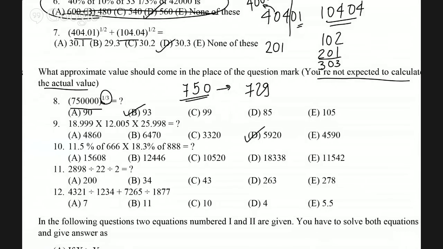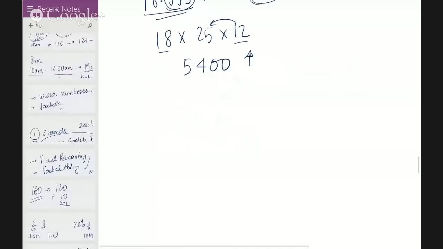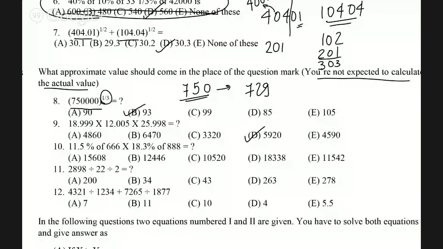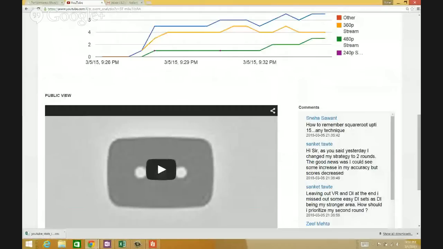Okay, let's take the next one. 11.5% of 666. Okay, 11 point, beautiful question. So 11.5% of 666 into 18.3%.